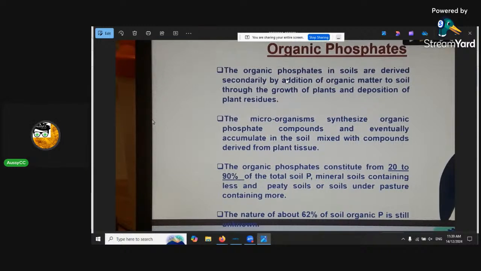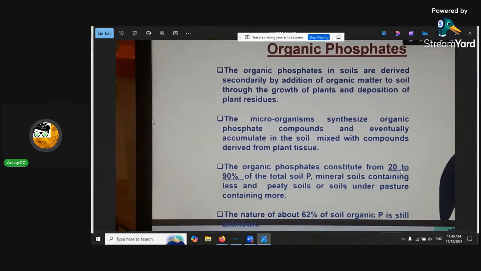Organic phosphates. The organic phosphates in soils are derived secondary by addition of organic matter to the soil through the growth of plants and decomposition of plant residues. Kind of what a lot of the studies are related to organics, and organics is my topic. I don't like the mineralized fertilizers because I like organics, and that's the way that I promote. Microorganisms synthesize organic phosphate compounds because they might have phosphatase that they would release as the microbe, and then that would break down the phosphates, making it available to the soil and uptake to plant tissue.